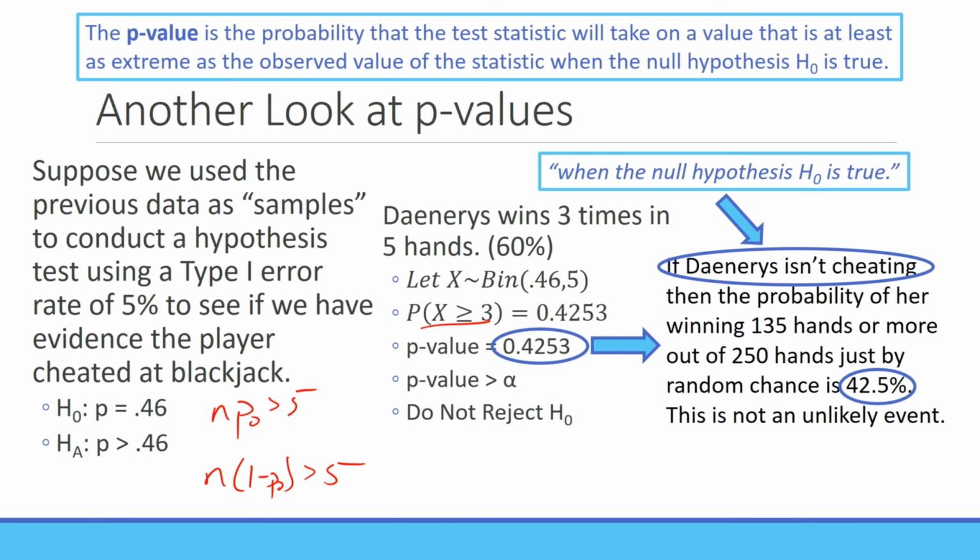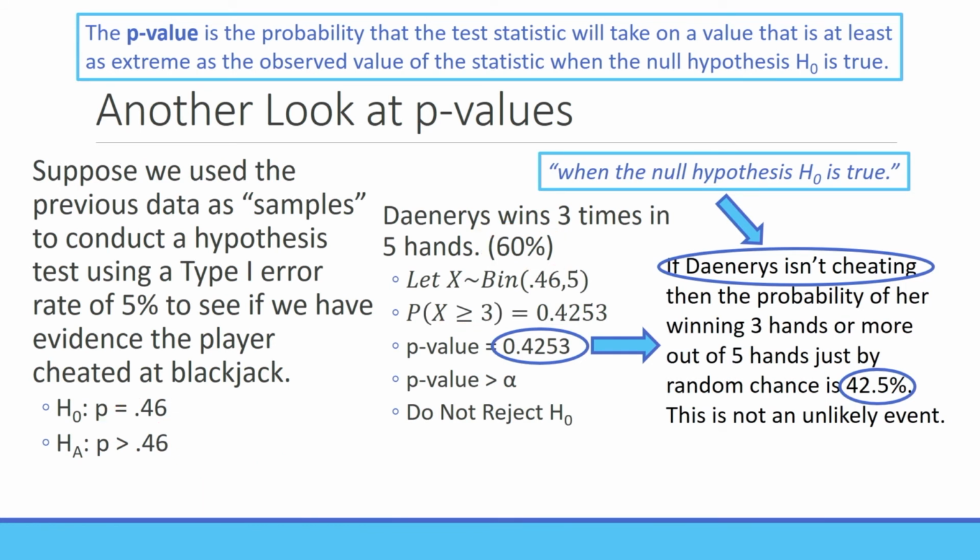Why? Well, obviously 60%, that's much higher than our expected win rate of 46%. However, she won 60% out of 5 hands. So you have an absolutely tiny, tiny sample size.